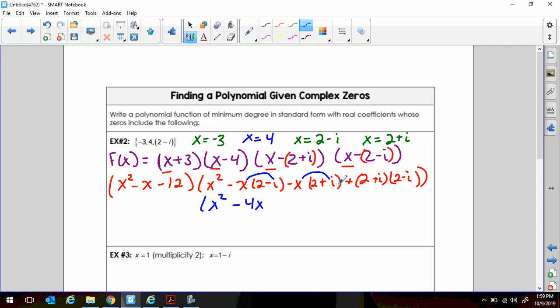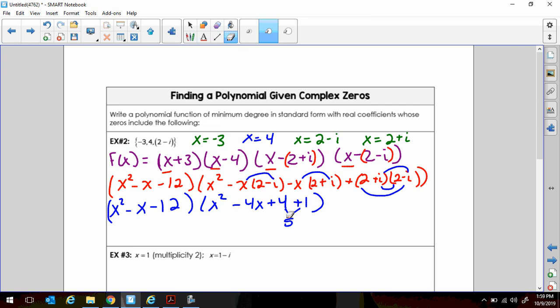Now, I have to FOIL this. 2 times 2 is 4. The inner and the outer will cancel. This would be 2i minus 2i. They cancel. And then we have a negative i squared. So negative i squared is just negative 1. So it's actually going to be plus 1 because it's a negative times negative 1. I still have x squared minus x minus 12. 4 plus 1 is 5. So this is going to be 5. I'm just going to erase it actually and put 5. You guys believe me.